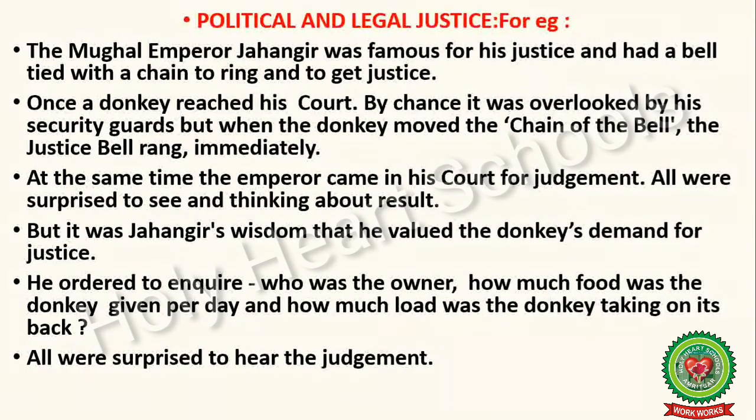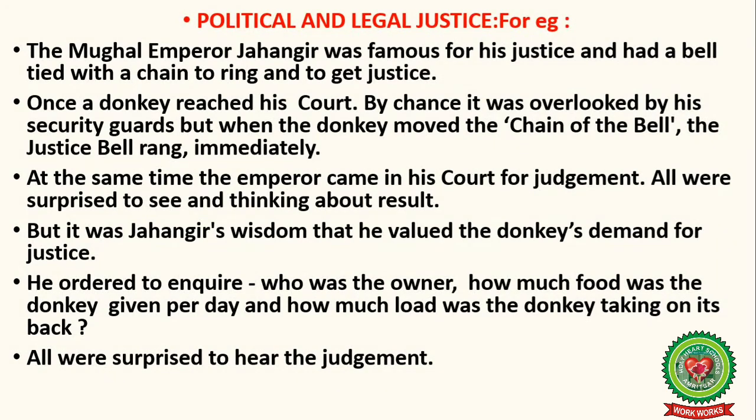The next is an example of political and legal justices. You must have heard about the Mughal Emperor Jahangir. So I am going to give an example of his court. The Mughal Emperor Jahangir was famous for his justice and had a bell tied with a chain to ring and get justice. Once a donkey reached his court, and by chance it was overlooked by his security guards. But when the donkey moved the chain of the bell, the justice bell rang immediately.